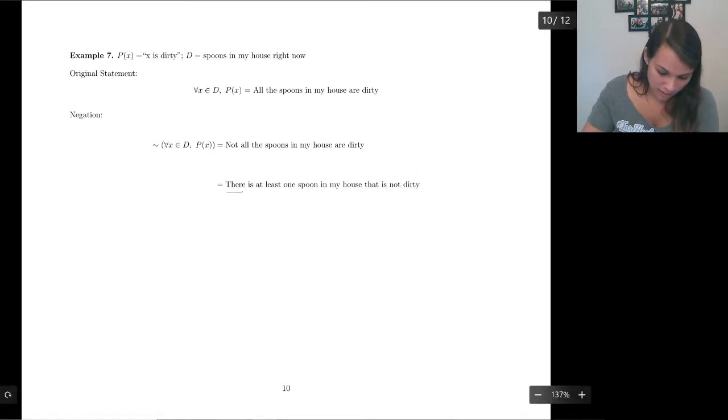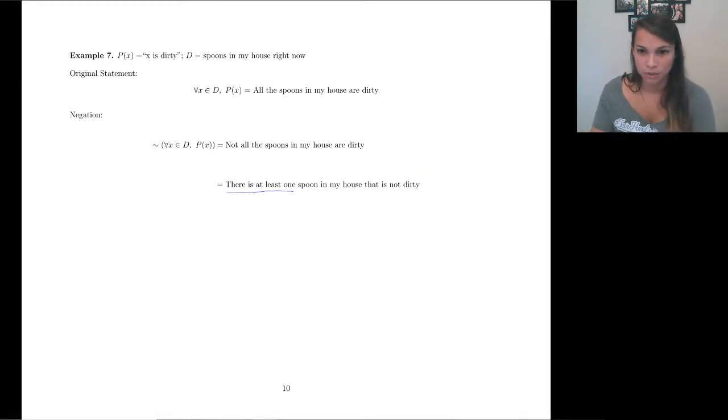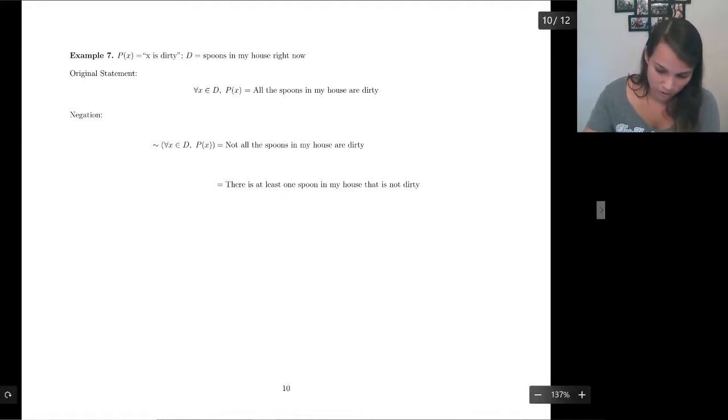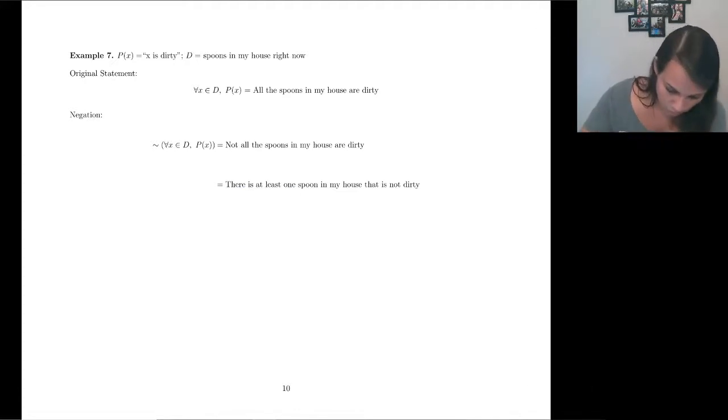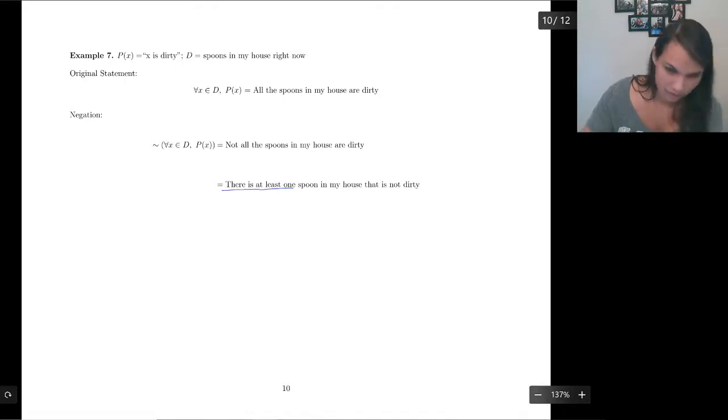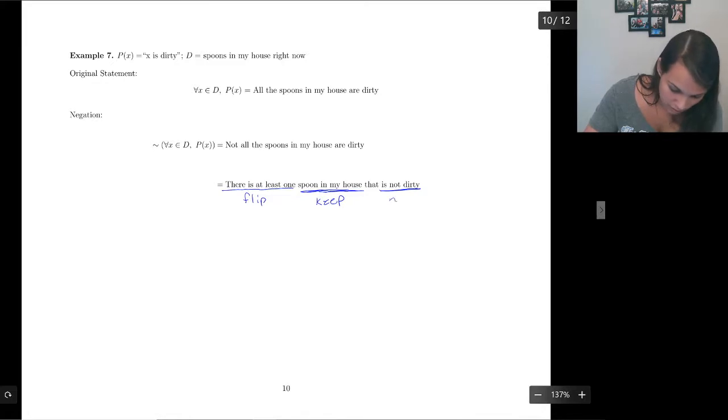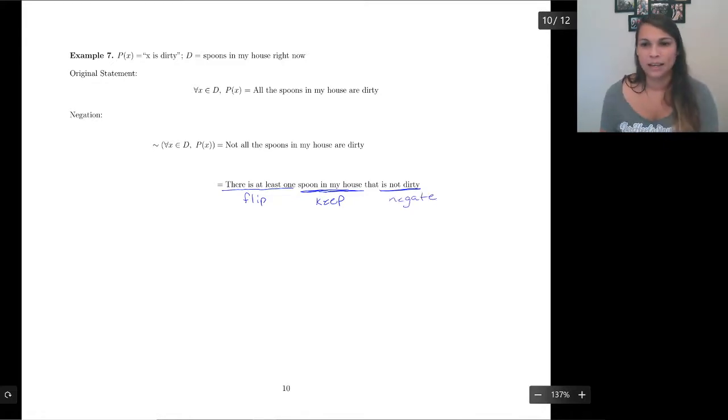So there is at least one spoon in my house that is not dirty. Notice how this follows the pattern that I said before. So we said flip. So this is existence now. So flip, and then the domain stayed the same. We're still talking about spoons in my house. So flip, keep, and then negate P. And then we know what not dirty means in the English language.